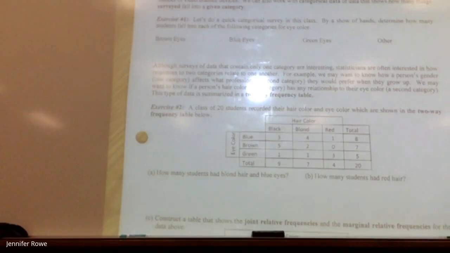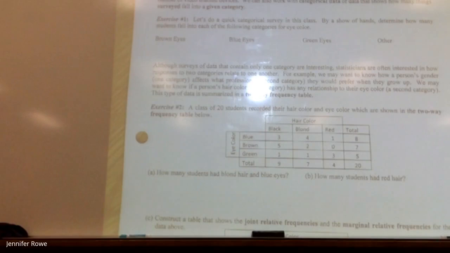All right, very good. So far, we have worked with quantitative data for a single variable, for example, the weight of baby chicks or the number of video-enabled devices. But we can also work with categorical data, or data that shows how many things surveyed fall into a given category. Let's do a quick categorical survey in this class. By a show of hands, how many students fall into each of the following categories?